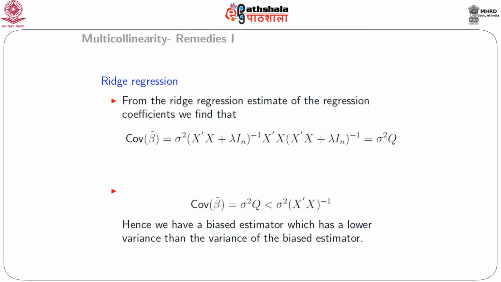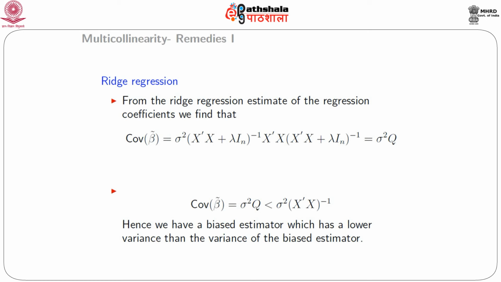Now, we can see that the covariance of beta tilde, σ²Q, is less than (X'X)^-1σ². Hence, we have a biased estimator. We had seen on the previous slide, when we obtained the expectation of beta tilde, that it is no longer an unbiased estimator. So, we have a biased estimator of beta which has a lower variance than the variance of the unbiased estimator. Now, in ridge regression, the most pertinent question is what would be the choice of the Lagrangian multiplier lambda.